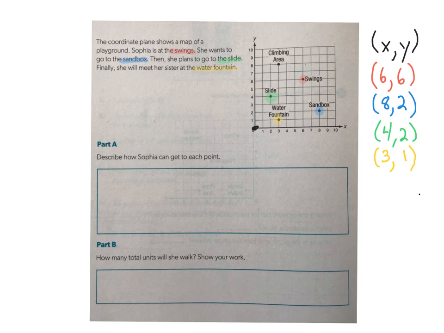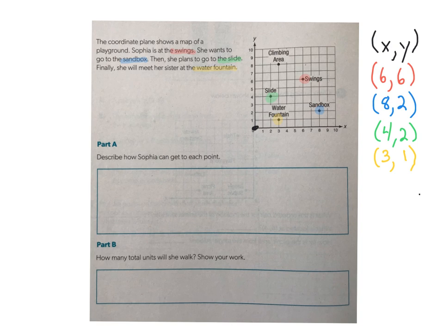Looking at part A, it's asking me to describe how Sophia can get to each point. So in order to do that, we have to take the point that she starts with and then move to the point that she ends with. She starts at the swings and moves to the sandbox. In that case, from the swings, we have to move 1, 2 to the right, and then 1, 2, 3, 4 down, and that'll get us to the sandbox. We can also start by our movement down and go 1, 2, 3, 4 down, and then 1, 2 to the right.